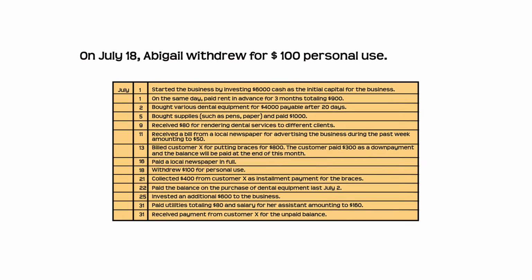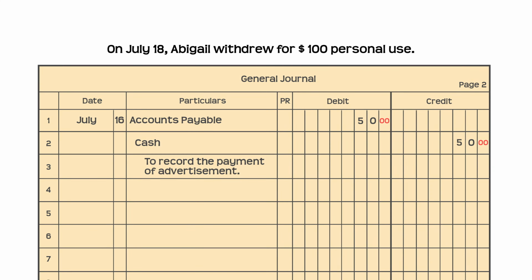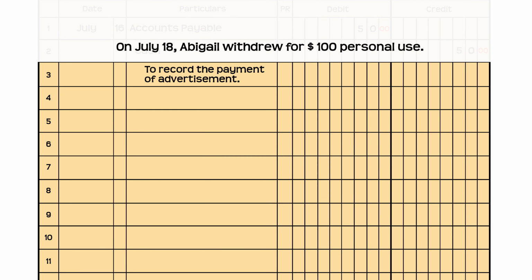On July 18, Abigail withdrew $100 for personal use. The withdrawal of $100 is for the personal use of Abigail. Thus, we debit the account title Abigail Withdrawal. This account's normal balance is debit. Since cash was withdrawn, the business cash is reduced, and we credit cash in the amount of $100.